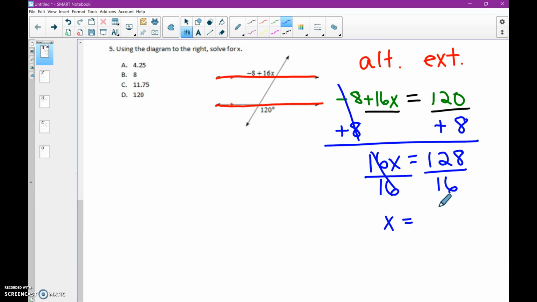And let's see. Gonna check my calculator because I do not want to mess this up. So 128 divided by 16 should get you 8. Nice whole number. So this one is B for that answer. And you can even check if I plug 8 into this formula, should get 120, otherwise I did something wrong. Well, 16 times 8 is 128. 128 plus -8 does equal 120, so we're good. We got the right answer.